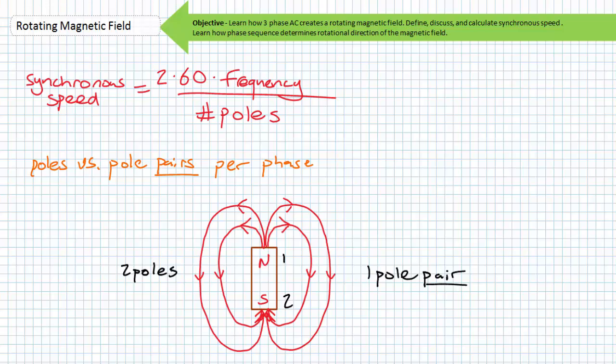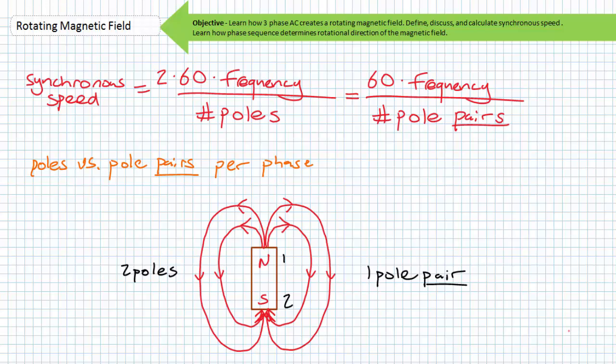2 poles make a single pole pair, just like 2 shoes make a single pair of shoes. That's the purpose of the 2 in our formula. It's taking the number of single poles per phase and converting it to the number of pole pairs per phase.